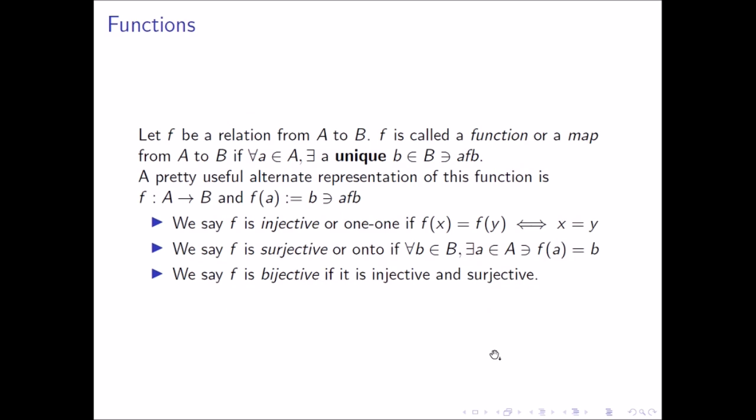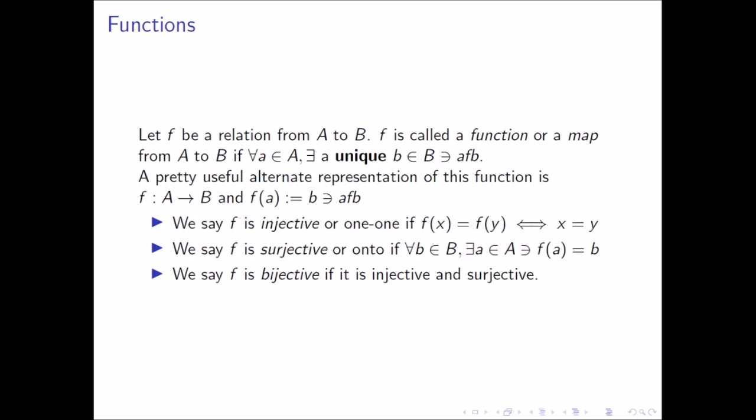Let's now look at functions, a special type of relations. The functions are basically relations from A to B. F is called a function or a map if for all a belonging to A, there exists a unique b belonging to B such that aFb. So F is a relation between A and B, and if a is related to b, then b is unique and each a has a b in B. So basically we can say that every a occurs exactly once in the subset F of A cross B.